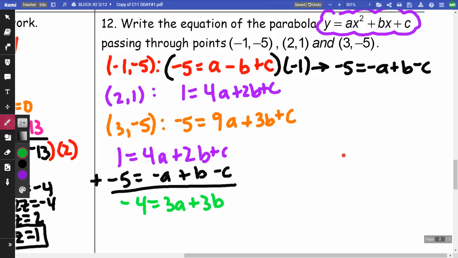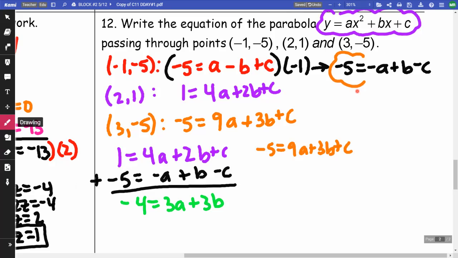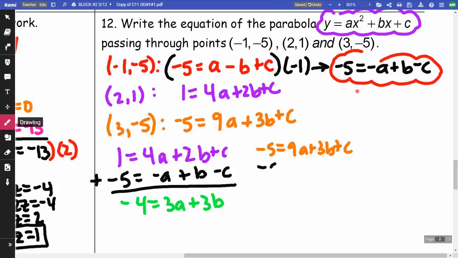And then I'm going to take my orange equation with my black one here again. So when I'm doing this, I'm going to get -5 is equal to 9a plus 3b plus c. I am again going to take this one here, which was my red one that I multiplied by -1. And so that was my 5 is equal to -a.